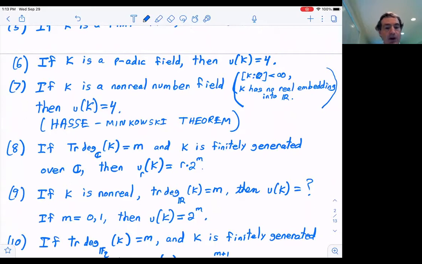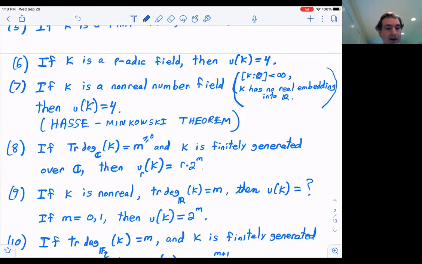Then it's known that U sub r, now I'm talking about the U invariant for systems of r quadratic forms, it's known that U sub r of K equals r times 2 to the m. And note here, I'm also allowing m greater than or equal to 0. So remember, transcendence degree 0 means an algebraic extension. Well, in the case of the complex numbers, there is no non-trivial algebraic extension, but later on.